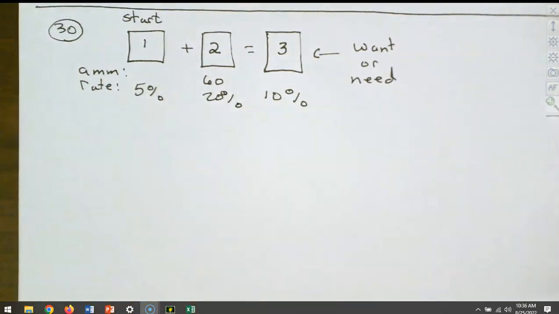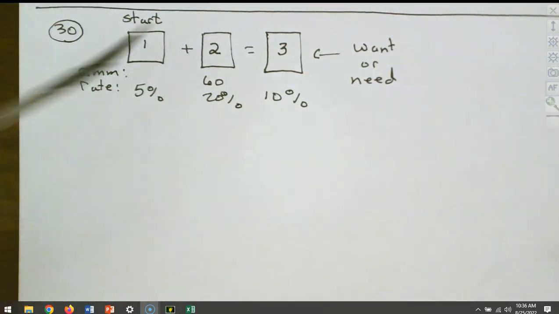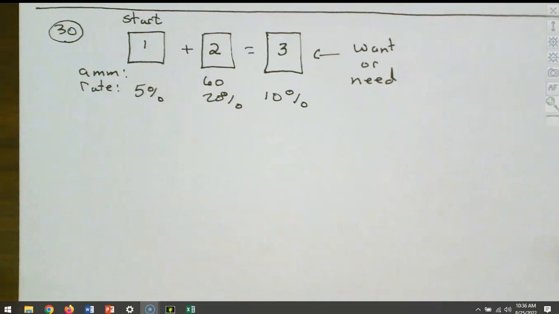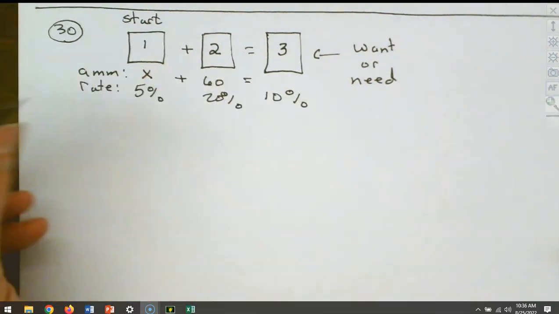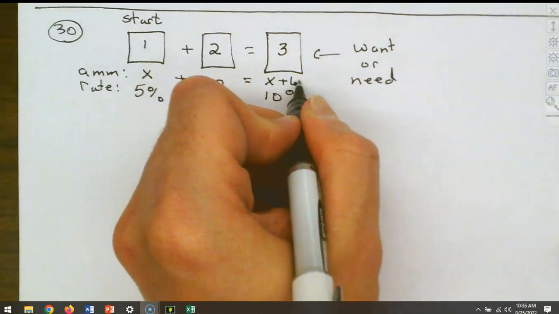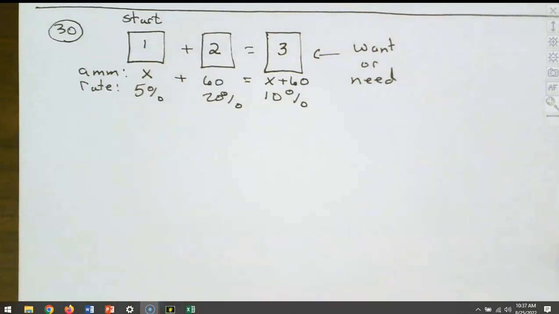So is everyone okay with that so far? So we've got all of our percentages labeled out. This is what we start with. This is what we're going to add to it. And this is what we want to end up with or we need to have. The 5%, do we know how much 5% we need? Nope. So we're going to use an X. Now we always add across. So these add across. And so that's X plus 60 here when we add across.